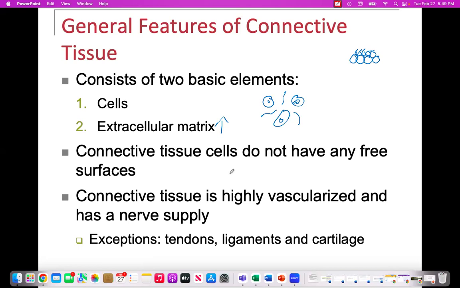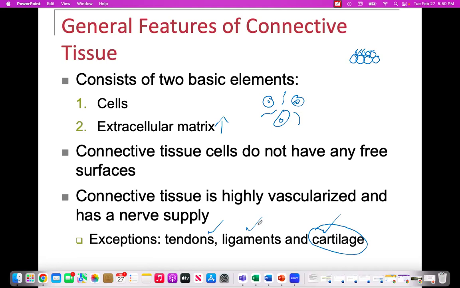Okay. Connective tissue is highly vascular and it has a pretty good nerve supply, with the exception of tendons, ligaments, and cartilage. And of the three, cartilage is probably the least vascular, and then ligaments, and the best is going to be tendons. Tendons don't have the best. It's got some, it's not that great. Ligaments, not so good, and cartilage, even worse.